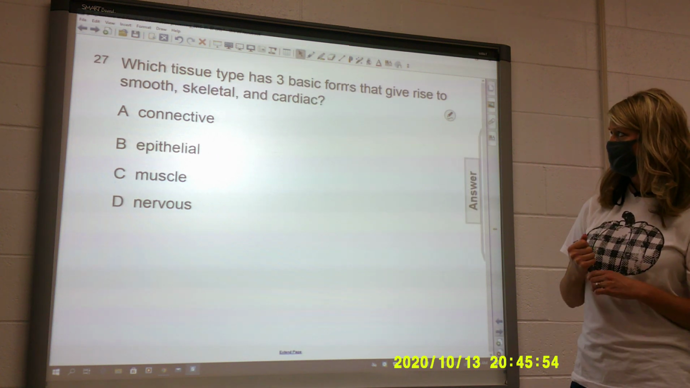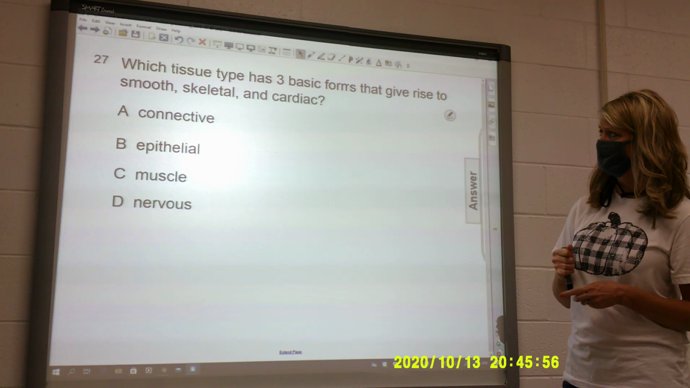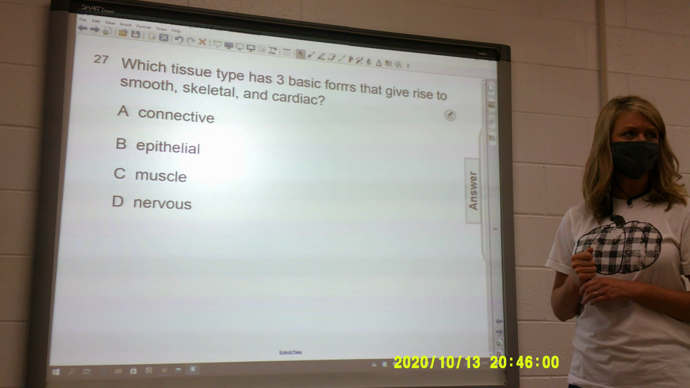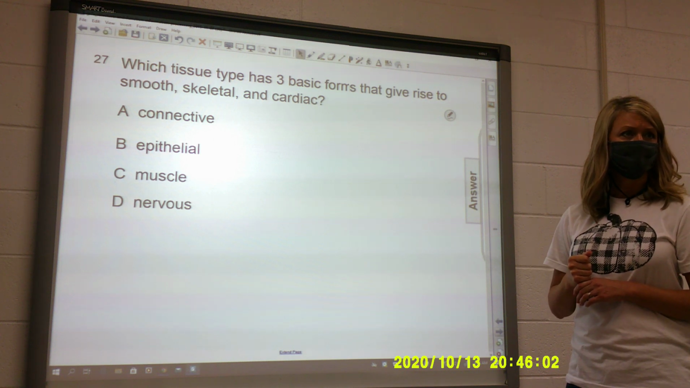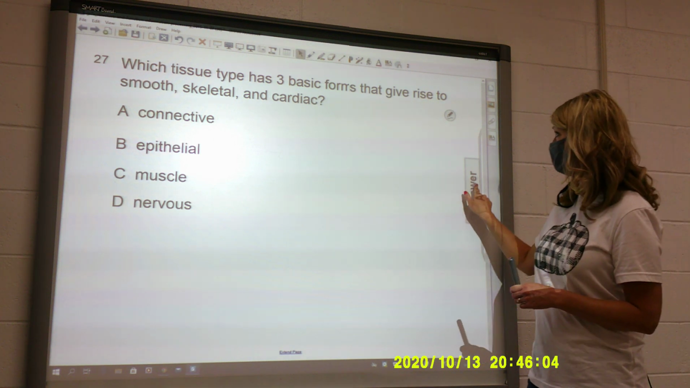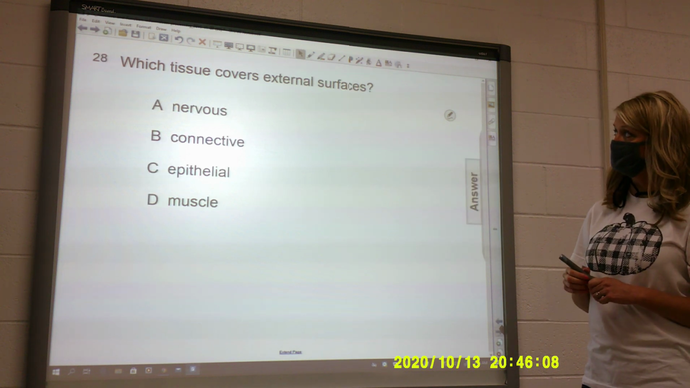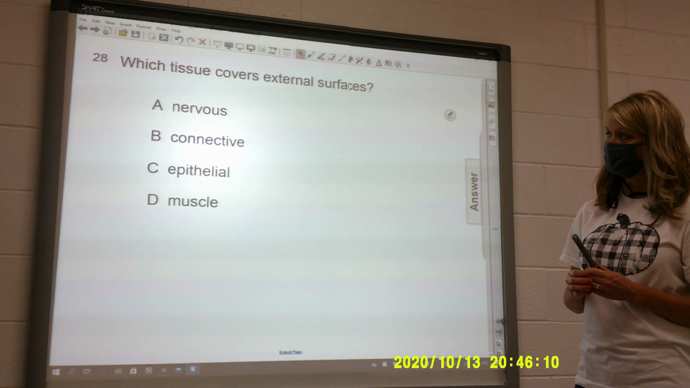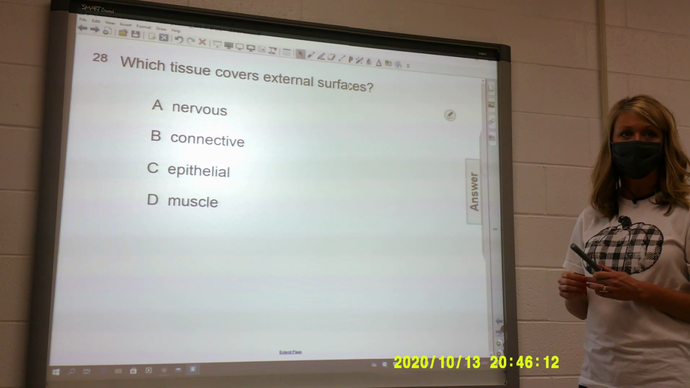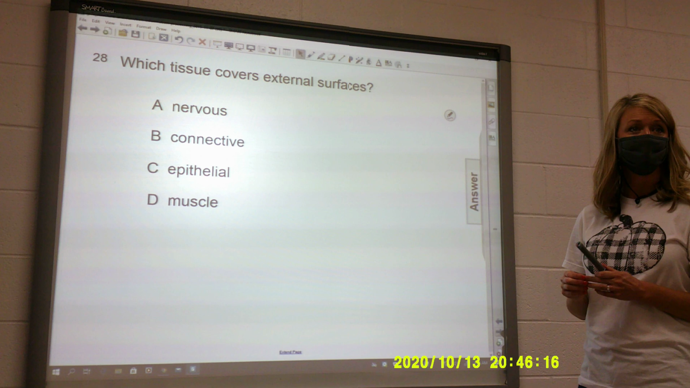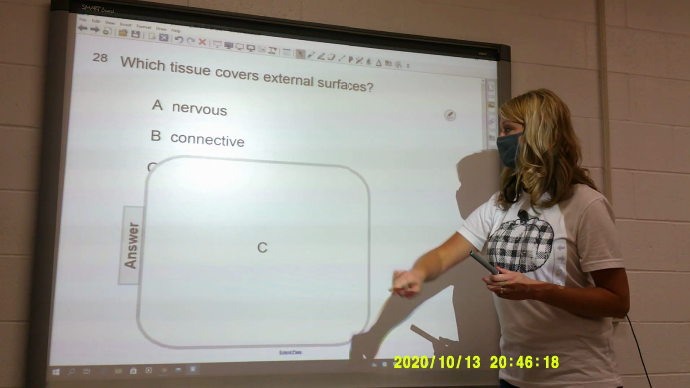What type of tissue has three basic forms: smooth, skeletal, or cardiac? Is that connective, epithelial, muscle, or nervous? Muscle is correct. Which tissue covers external surfaces? Nervous, connective, epithelial, or muscle? Anybody? No, you're not paying any attention to me. Yes. C is correct.